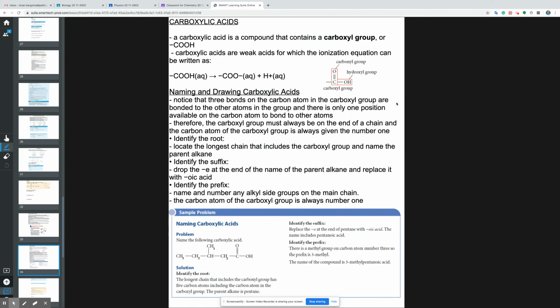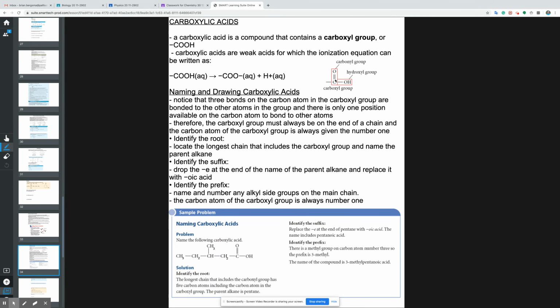Naming and drawing carboxylic acids. So notice that there are 3 bonds on the carbon atom in the carboxylic acid group bonded to other atoms in the group, and there's only 1 position available on the carbon atom to bond to other atoms. So really, this carbon's already got the 3 bonds, as you see, 2 to oxygen, 1 to another oxygen, and then this oxygen's also bonded to that hydrogen. So really, there's only 1 spot for a carbon-carbon chain to come off.